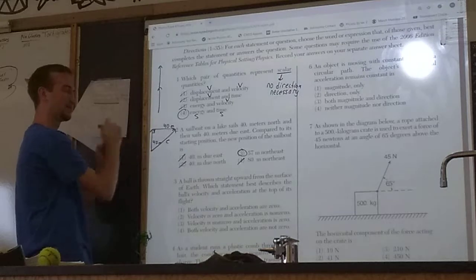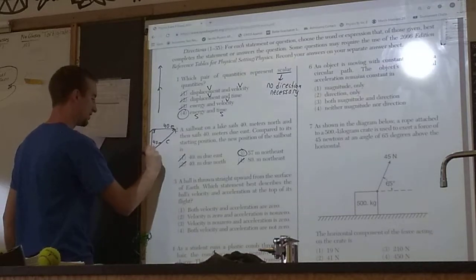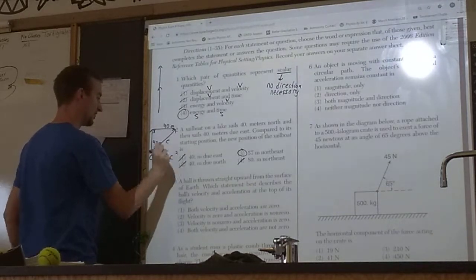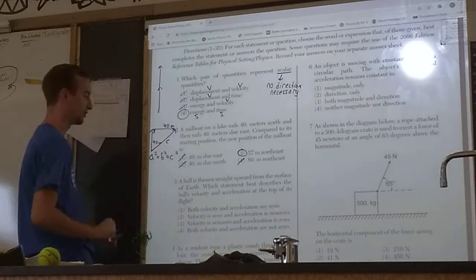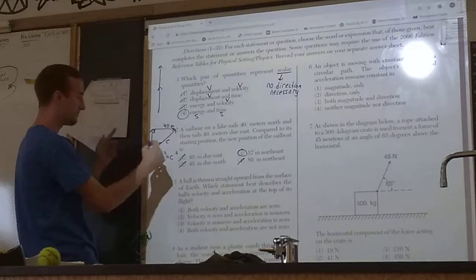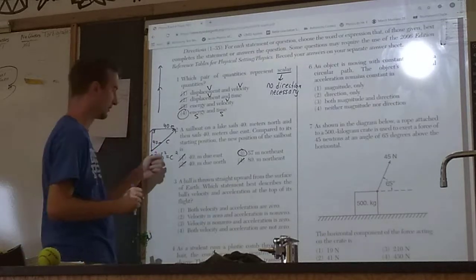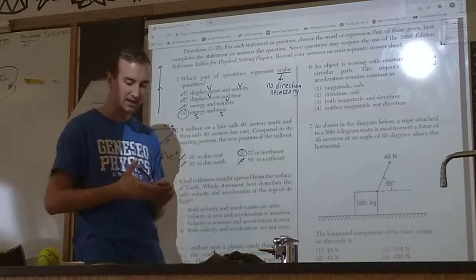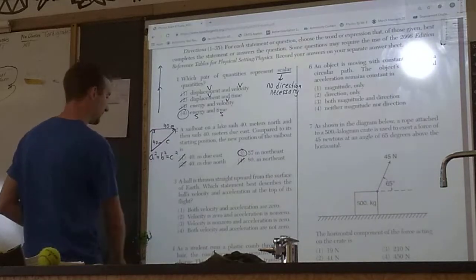We have the two legs of the right triangle. We could use a squared plus b squared equals c squared. Plug in 40 squared here, 40 squared here. Square both of them, add them together, take the square root. You will get 57. I'm not going to go over that right now.